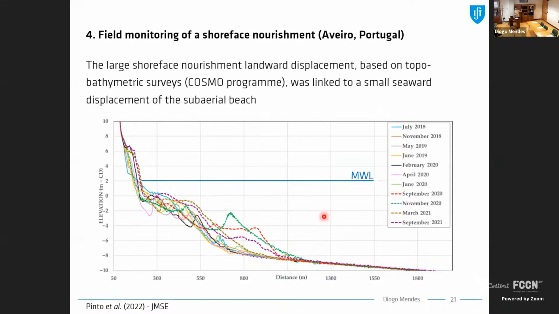So the large shore face nourishment landward displacement that we see, based on these field observations, was linked to a small, or at least smaller than this displacement, seaward displacement of this subaerial beach. So just to have a rough idea, the landward displacement was about 200 meters, while the subaerial beach displacement seawards was at most, during the whole year, just 60 meters. So this responds to the first research question.